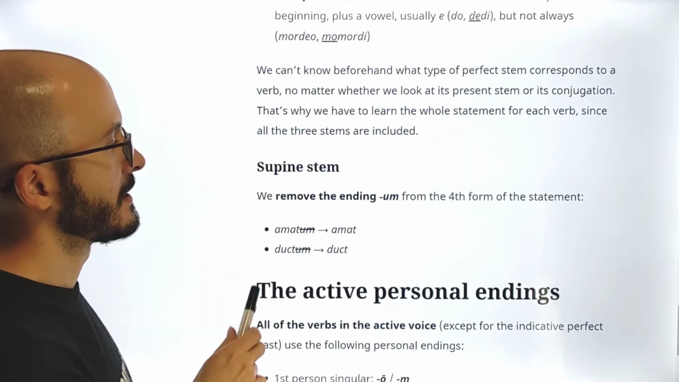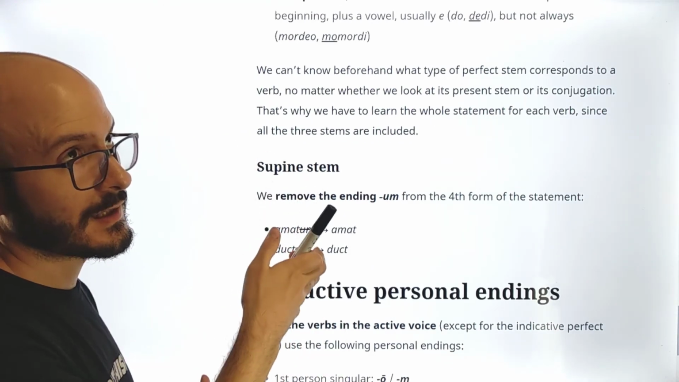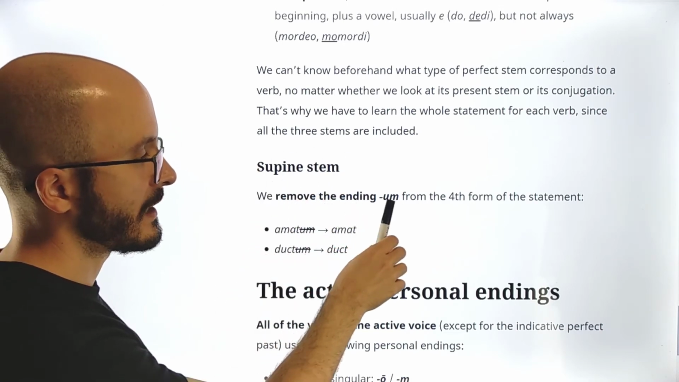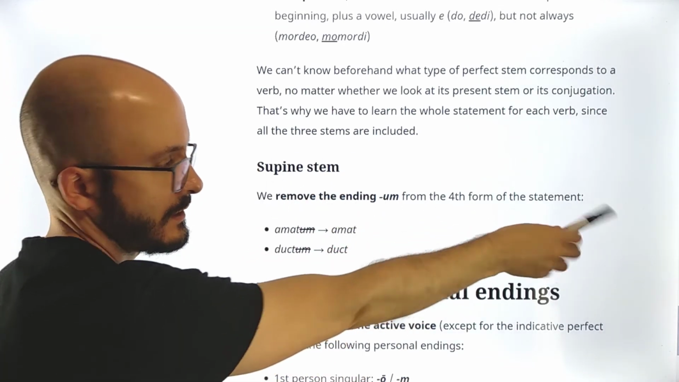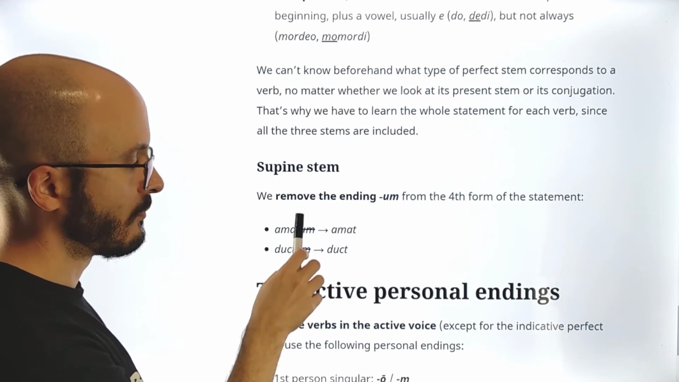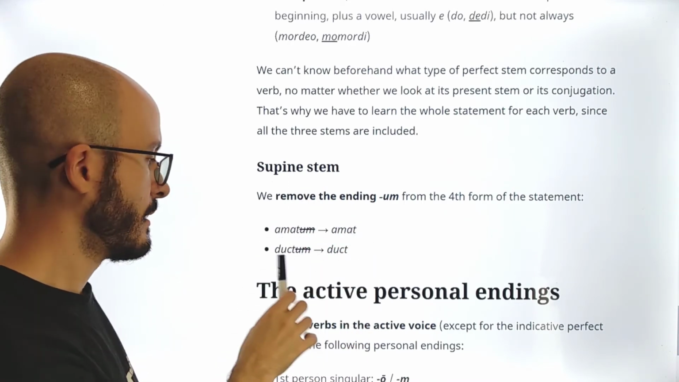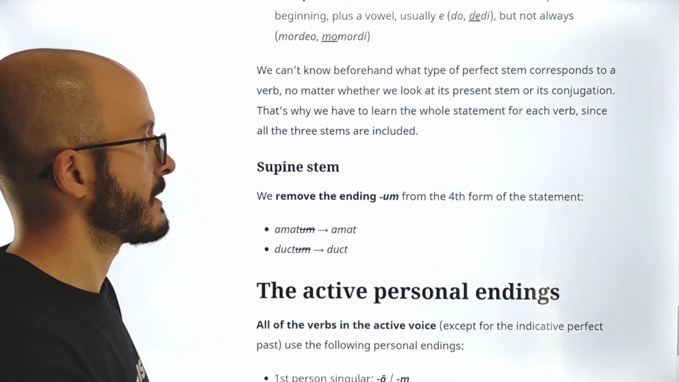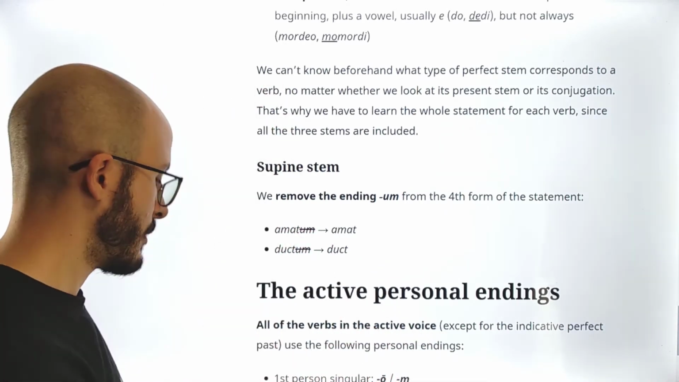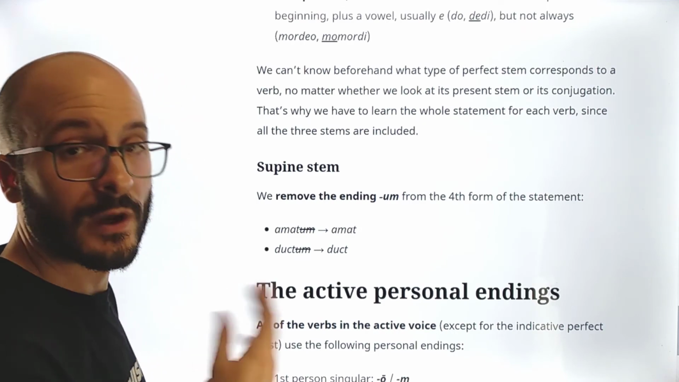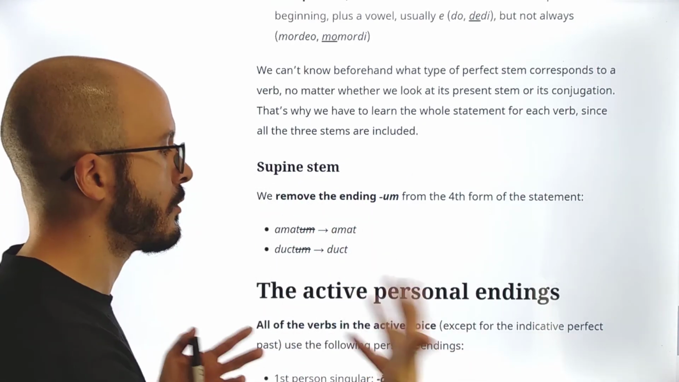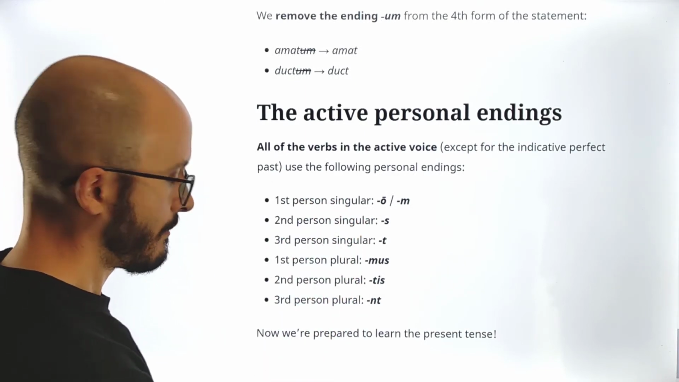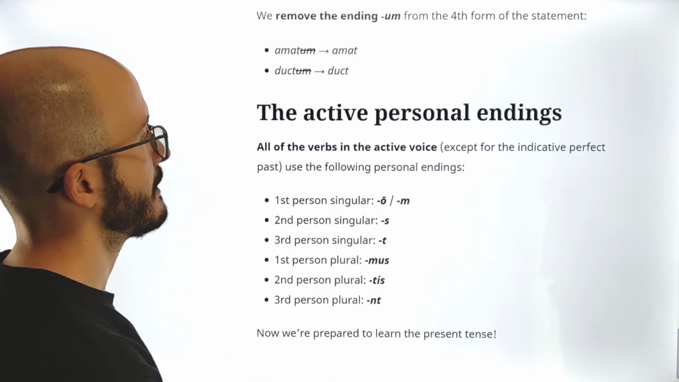And the last stem is the supine stem. We remove the ending from the 4th form of the statement. So amatum, we remove the ending and we get amat. Ductum, we remove the ending and get duct. That's it. Okay, so super easy, this thing about getting the stems, etc. Of course, we have to practice it to know what we are doing, really, not just theory, but actually getting something done, no?